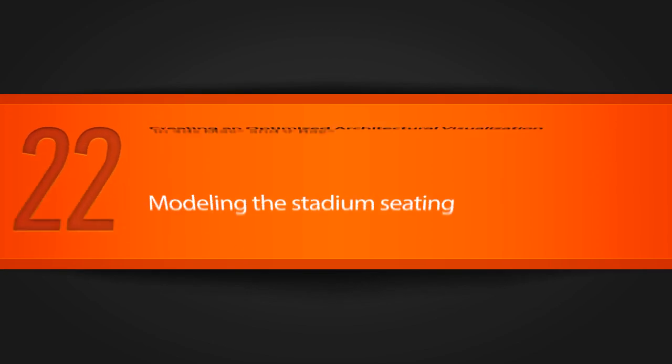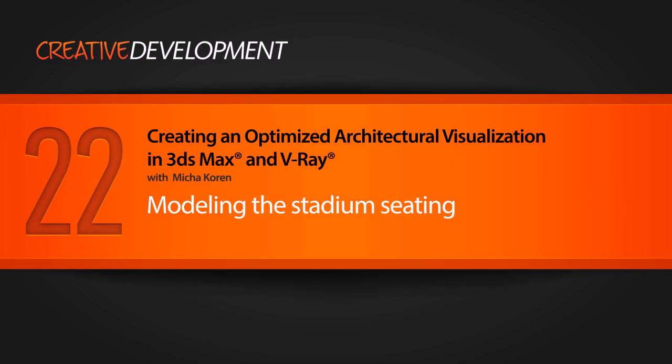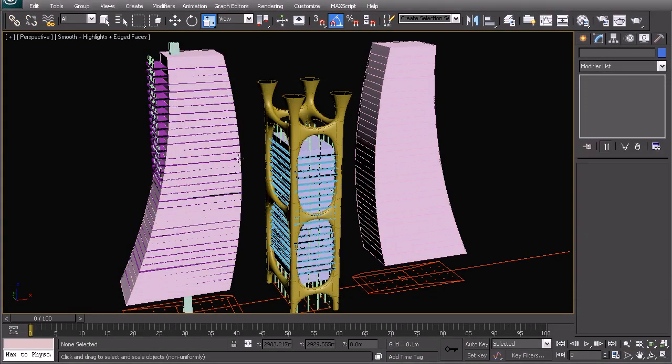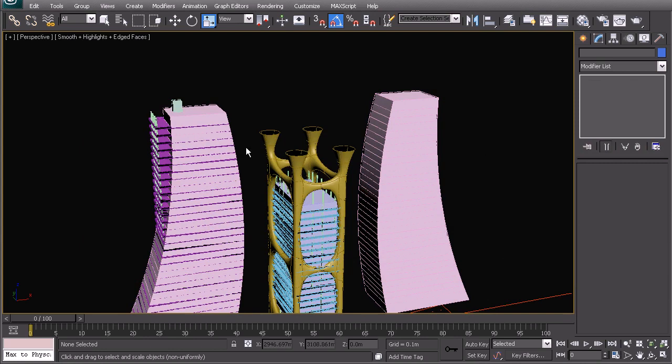So now here we are with the main towers in place and the support structure already modeled. The only thing left remaining to do, besides a couple of details around the bottom of the building, is to do the entire stadium at the top.